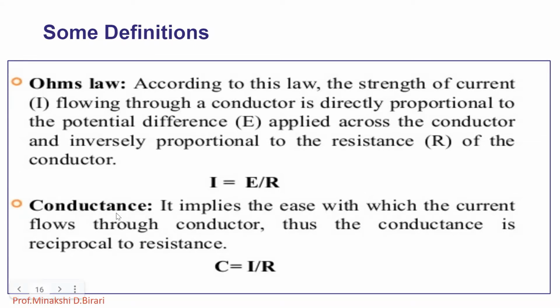Then the second one, conductance. It implies the ease with which the current flows through a conductor. Thus the conductance is reciprocal to resistance. Therefore C = 1/R. The conductance is reciprocal to resistance.